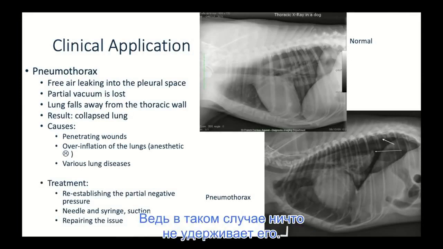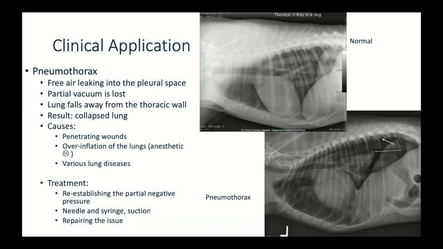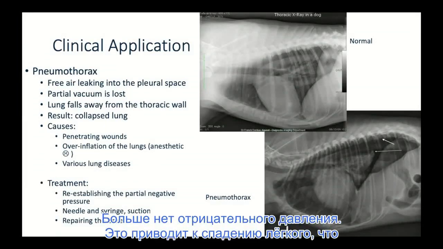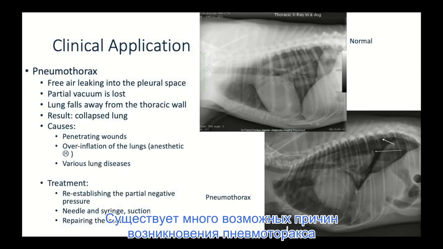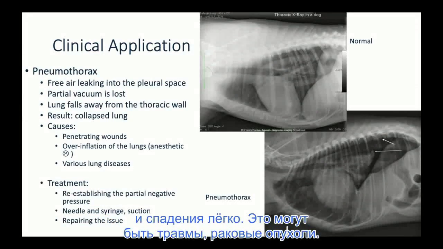Because now, nothing's holding it in place. So the negative pressure isn't holding it in place. This causes the lung to collapse, which definitely can be a serious life-threatening injury. The possible causes of pneumothorax and lung collapse are numerous. Sometimes it could be trauma, sometimes it could be cancers.